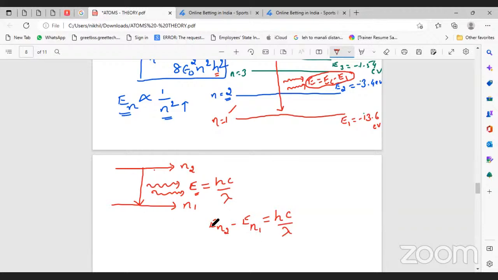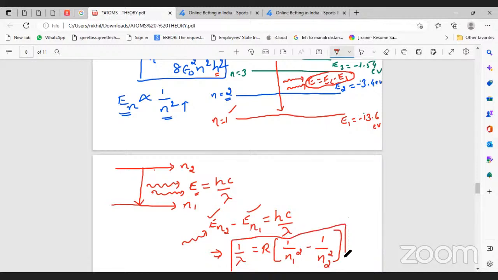So by substituting the energy formulas, if you find 1 by lambda, you're going to get finally R into 1 by n1 squared minus 1 by n2 squared. This reciprocal of the wavelength is what we call the wave number, denoted by the symbol nu bar. What is this nu bar? Nu bar tells the wave number.